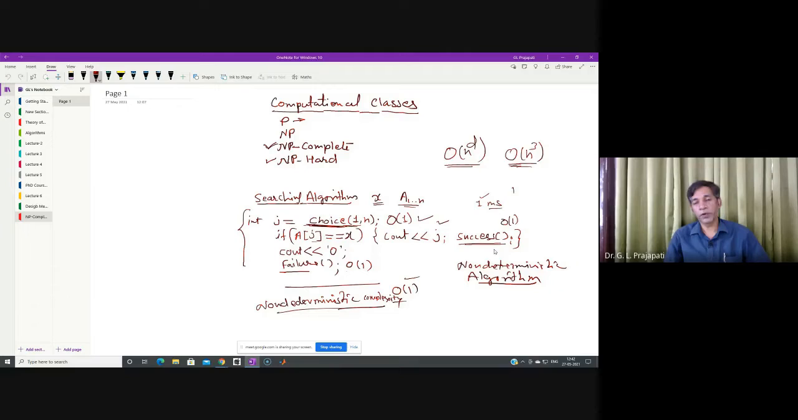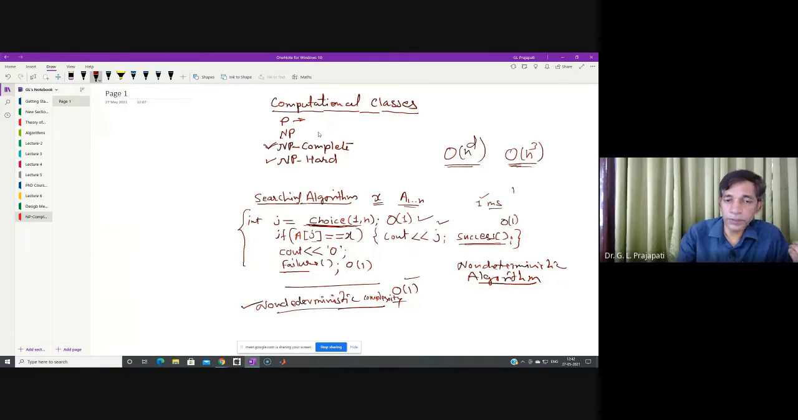So whenever you go for the analysis of your deterministic algorithm, we say that this is the deterministic complexity of your algorithm. When you analyze your non-deterministic algorithm, then you say that this is the non-deterministic complexity. So in this way, with the help of the non-deterministic algorithm, we are going to define this group NP. Here, you know that NP stands for non-deterministic polynomial, N means non-deterministic, and P means polynomial time.